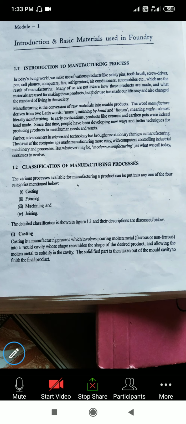So what is the manufacturing process? The introduction to the manufacturing process. What do you mean by the manufacturing process? See, any of the components or things that exist on this earth and that you use daily in your life: cell phones, computers, fans, refrigerators, air conditioners, toothbrushes, screwdrivers, everything you use for the comfort of your life, is made by human beings.